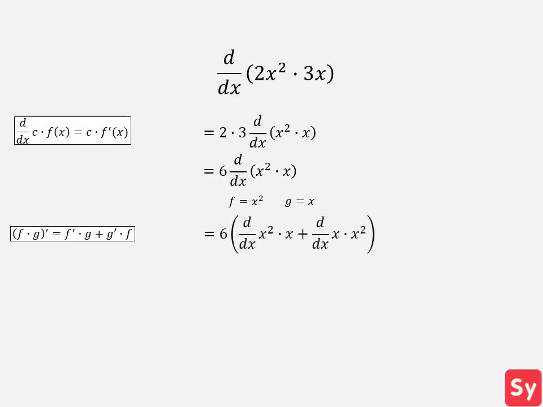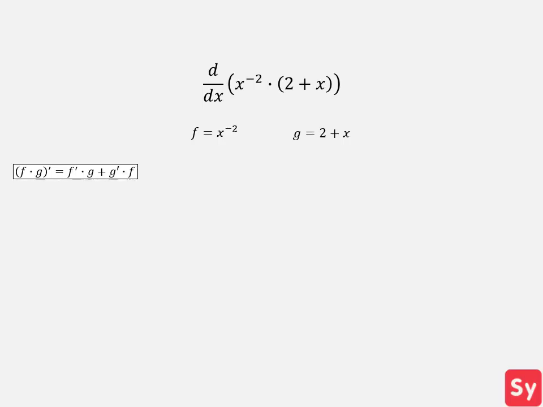This equals 6 times the sum of the derivative of x squared times x and the derivative of x times x squared. We will compute the derivative of x squared first. Using the power rule, we get that this equals 2x. We then compute the derivative of x using the power rule and get 1. We can plug these answers in. Now we can simplify this to 18x squared, our answer.